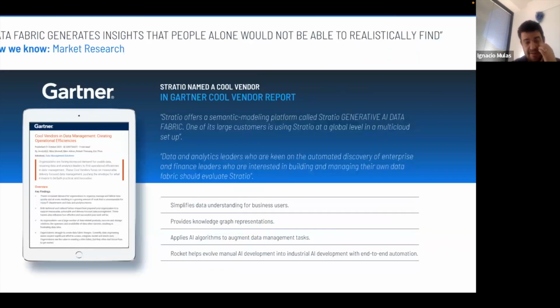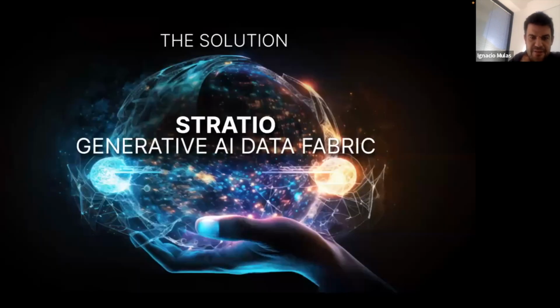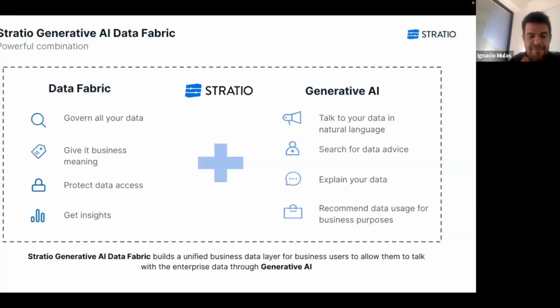Okay, so Gartner recognized us already in a cool vendor report, and I will go directly to the solution. Why do we say we are a generative AI data fabric, and how do we combine all these concepts together? If I have to explain simply what we do, the platform is a combination of data fabric, where we govern, give business meaning, secure the data, and then do analytics on top. So all the stack is combined and looks for automations at different levels.